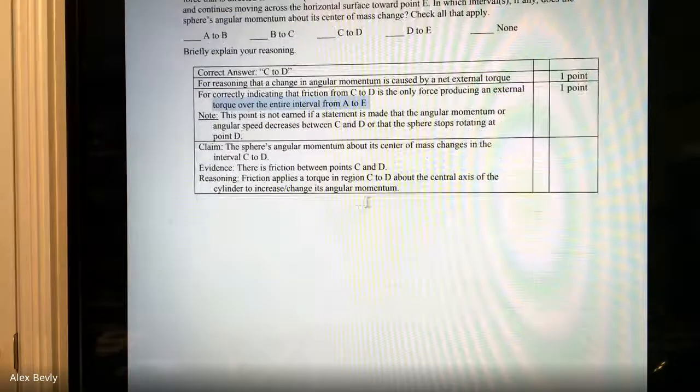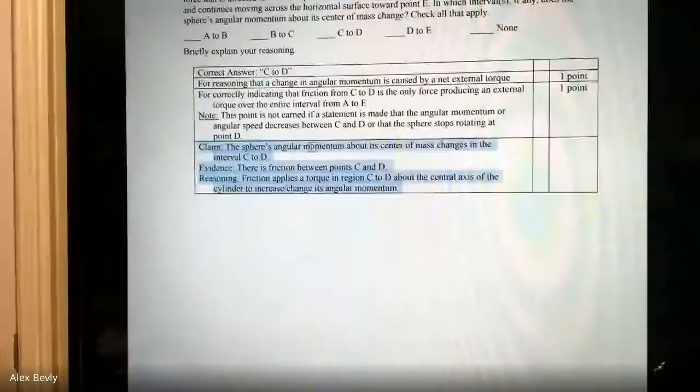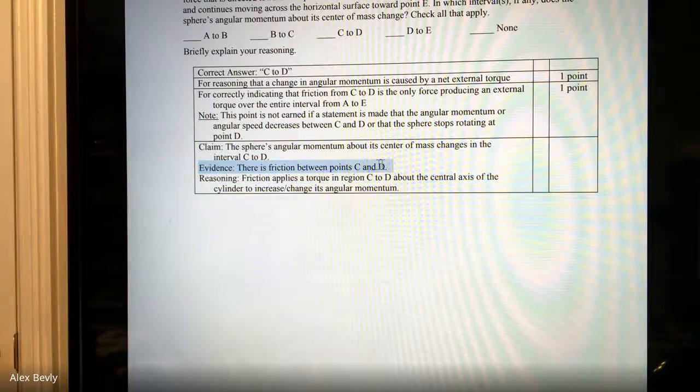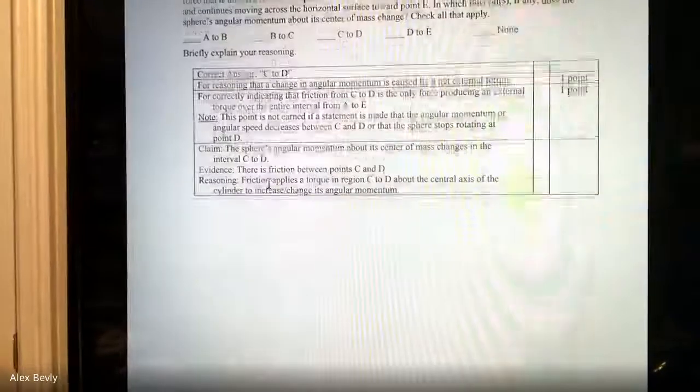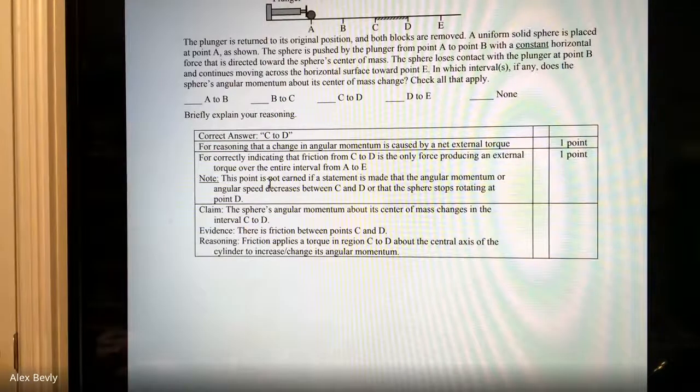And then here, this is a much better response than mine because it's really concise. So the sphere's angular momentum about its center of mass changes in the interval from C to D. There's friction between points C and D. Friction applies a torque in region C to D about the central axis of the cylinder to change its angular momentum. I don't know why they said cylinder. I thought it was a sphere. Something like that. I would also include something about the regions A to C and D through E having a net torque of zero, something like that.